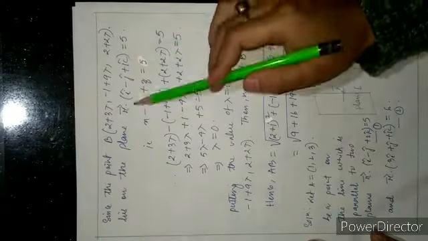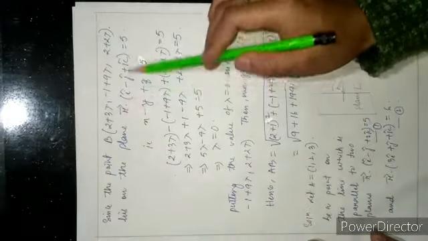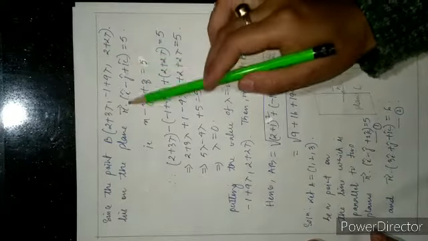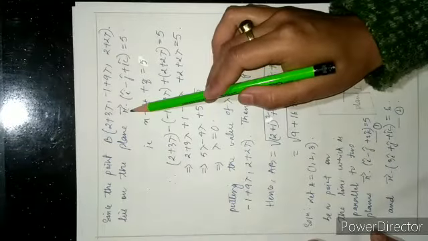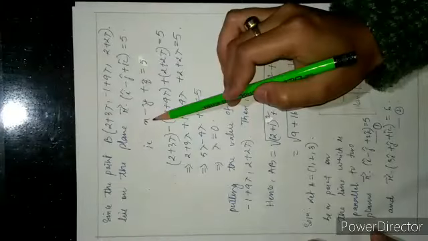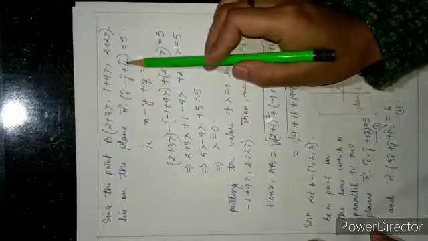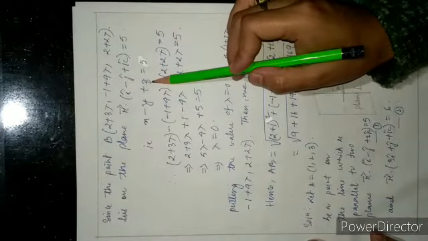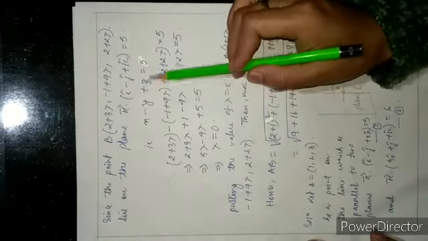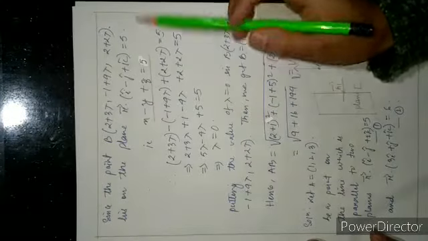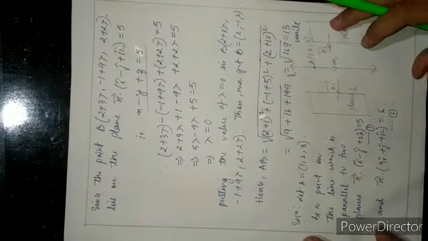Now converting the vector form to Cartesian form: R vector is xI plus yJ plus zK, so x multiplied by 1 is x, y multiplied by minus 1 is minus y, and z multiplied by 1 is z. X minus y plus z is equal to 5. So this is the equation of the plane in Cartesian form.